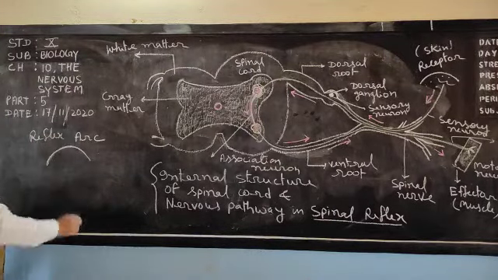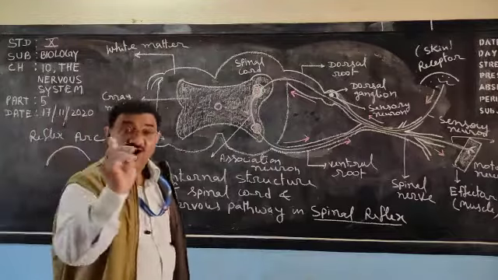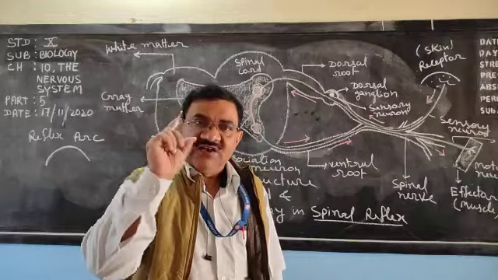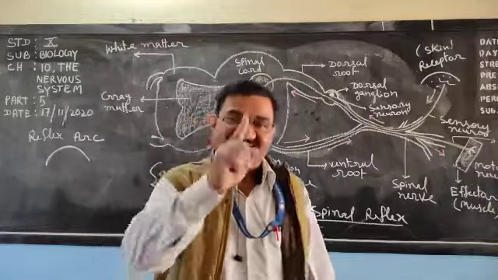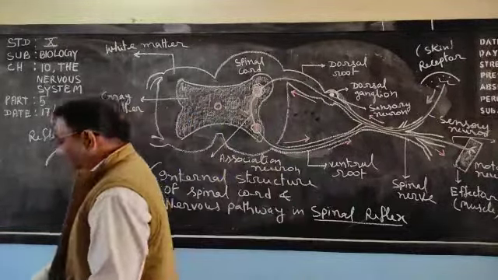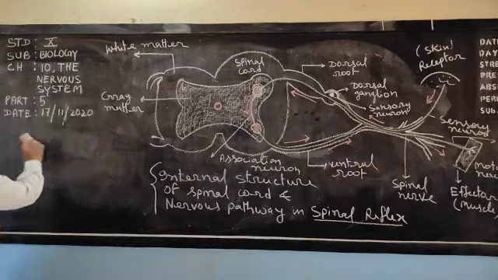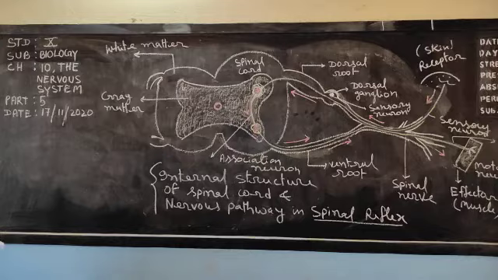What is reflex arc? It is the shortest pathway followed by the neurons during the reflex action. Dear children, try to understand: shortest pathway. Reflex arc is the shortest pathway followed by the neuron.